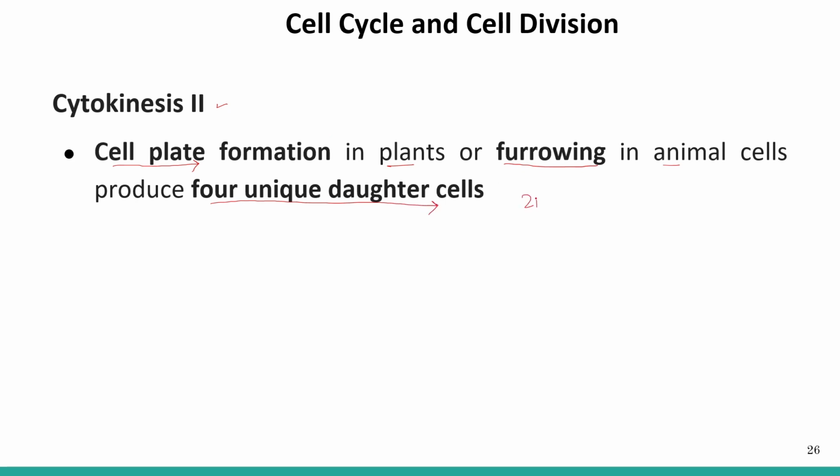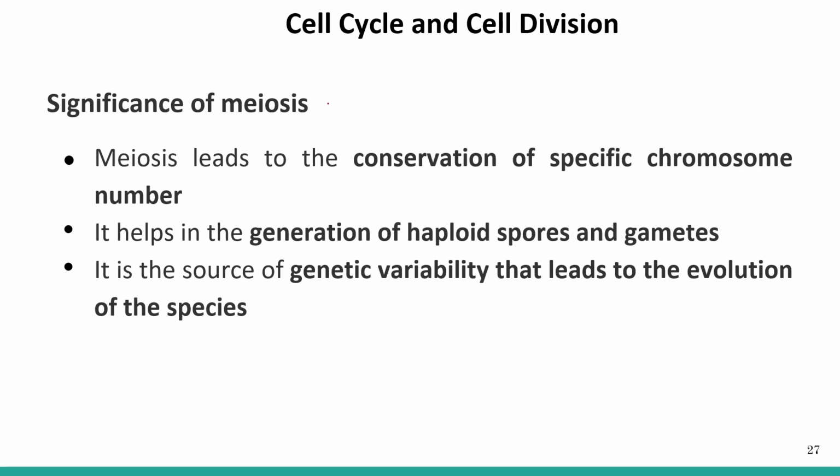Initially 2n. From 2n we had n and n. And then again n haploid cells, and then from here 2 haploid cells. In total we have 4 haploid cells. Now let's talk about the significance of meiosis.